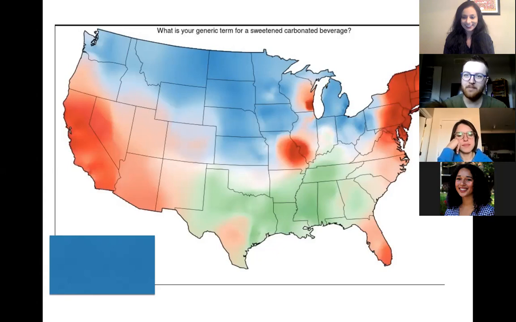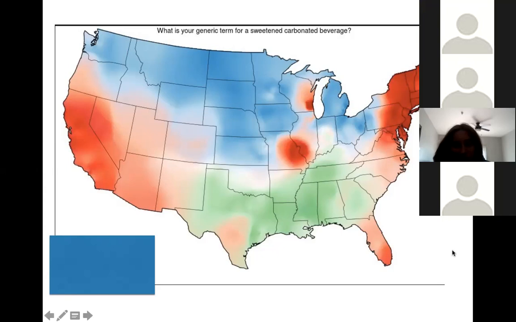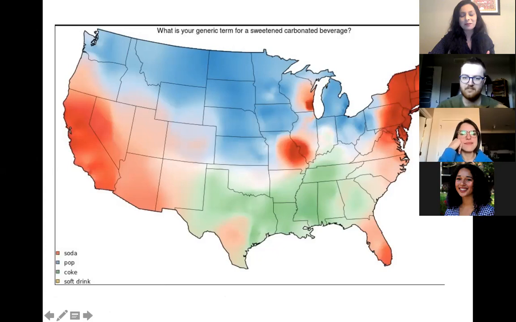I was kind of thinking, go ahead. Trinity, you can go ahead. I was thinking that the red was soda because the area that I live in Texas is shaded red and they called it soda. Uh-huh. Okay. All right, let's go for the big reveal. Red is soda and blue is pop. So Trinity, you were absolutely on the right track there.